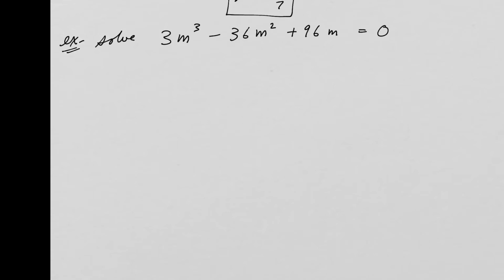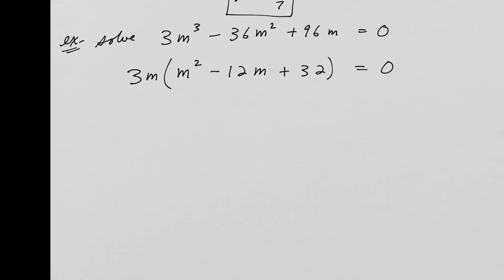So is there something common to 3m cubed, negative 36m squared, and 96m? Yeah, 3m, right? So 3m is common, so I can pull it out front. And I'm left with what? I'm left with m squared, because 3m times m squared gives me 3m cubed. I'm left with negative 12m. And then 3m times what gives me 96m? I guess it's plus 32. And that's going to equal 0.